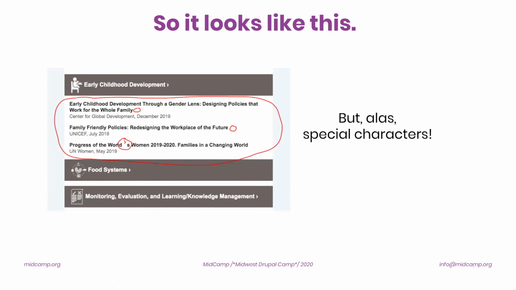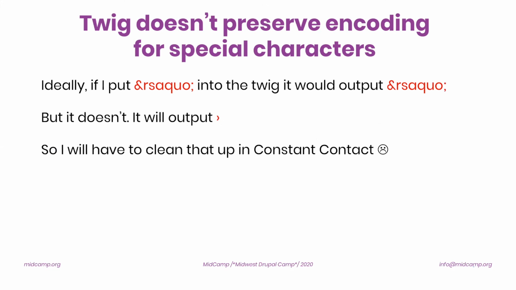So it ends up looking like this, in Constant Contact, in your email. But the only problem here is special characters. The end of every one of those titles is supposed to have a right arrow. And then we also have the problem of a curly apostrophe that created some weirdness for the third title there. So we have to go into Constant Contact and fix that stuff.